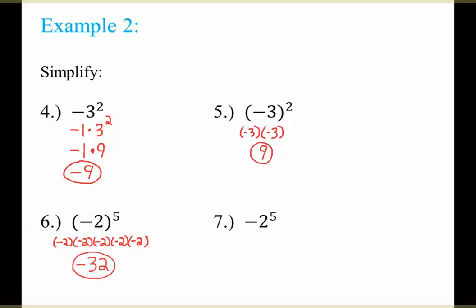Well, this one also ends up being negative 32. This is the opposite of 2 to the 5th, so negative 1 times 2 to the 5th. Remember, you have to do the 2 to the 5th first. So that's 32, and we're taking the opposite of 32, so we're multiplying it by the negative 1. And that also produces negative 32.